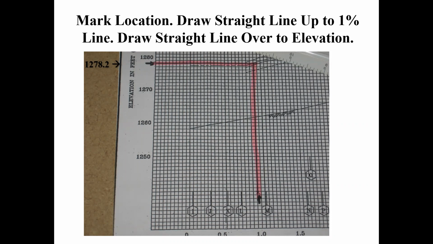So we're about 8 boxes up on that line from 1270. And then we're just a little bit above that 8th box, which is why we're calling it 1278.2. So we have that off to the side with the arrow.